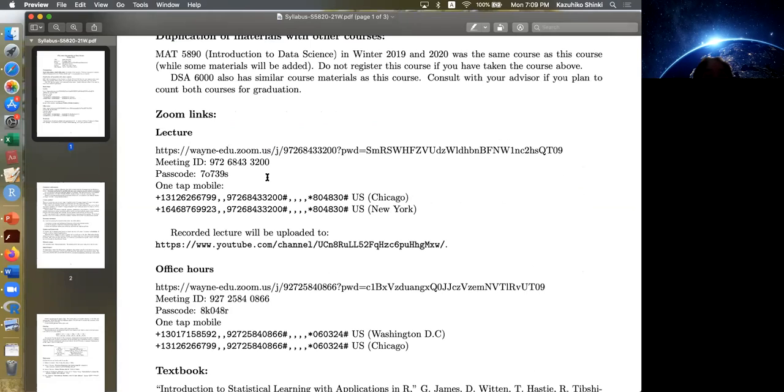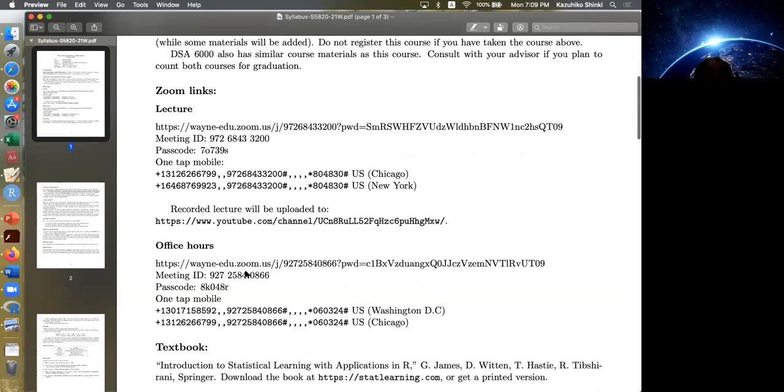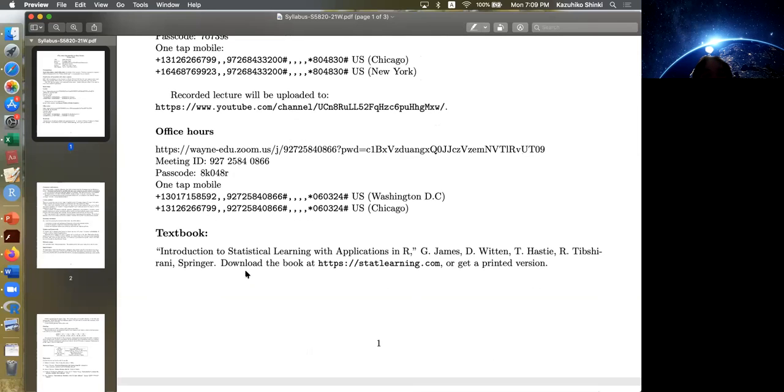For lecture, you have already logged in, so you don't have any trouble to log in. And for office hours, you have the link in Canvas, so you can access office hours. Office hours are optional, so if you have questions, you can visit. If you don't, then you don't really have to. Just the usual office hours.